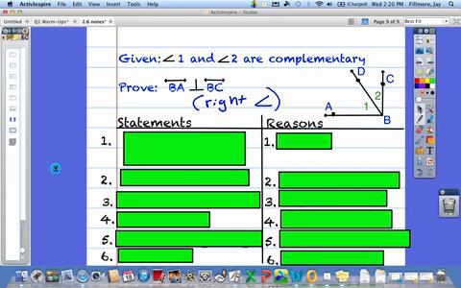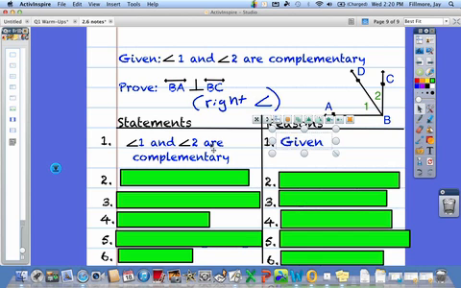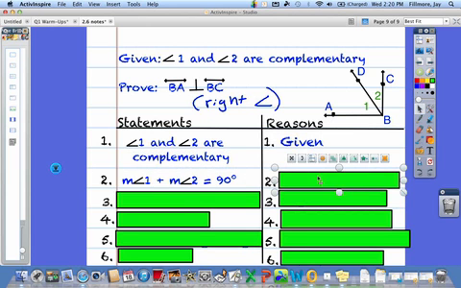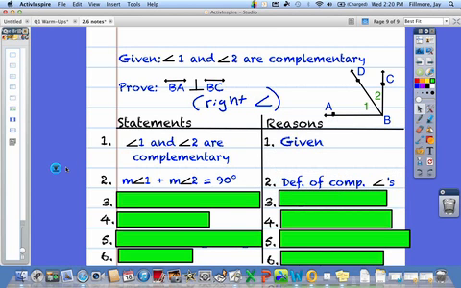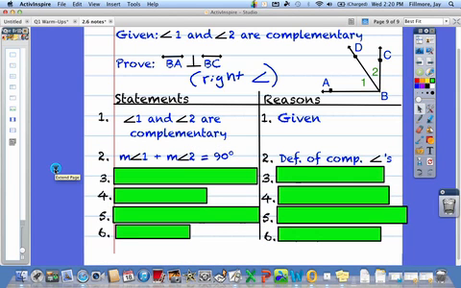So again, let's start with our given information. We're given that these two angles here are complementary. That's given to us. We're going to have to use that at some point. Well, we know we need to show there's a right angle, so let's see if we can do something with angles 1 and 2 and see if they can equal 90, if we can make them a right angle. If they're complementary, then we know that they're going to add to give us 90 degrees. And that's simply the definition of complementary angles back from section 1.5. Complementary angles always add to give us 90, so again we're using a definition. You should never forget that stuff because it'll always come back.